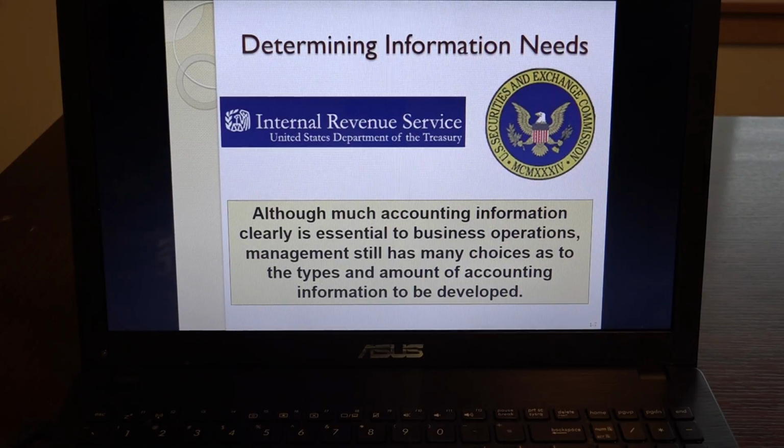What this points out, it says, although much accounting information clearly is essential to business operations, management still has many choices as to the types and amounts of accounting information to be developed. True, as long as standard regulatory groups, IRS, SEC, as well as the information required by rules of accounting, which we'll talk about, are satisfied.